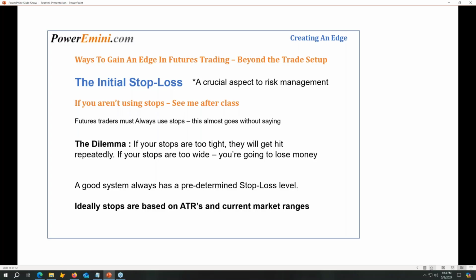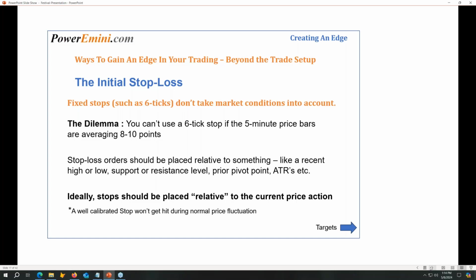So anyway, the dilemma with your initial stop loss is if it's too tight, it's going to get hit over and over. And if it's too wide, then you're going to get hammered, losing money. So good stop losses are typically, in my opinion, based on ATRs and current market ranges, because the market changes from day to day, session to session.